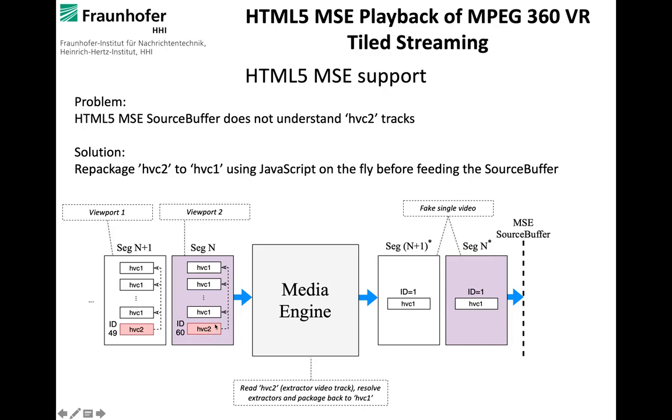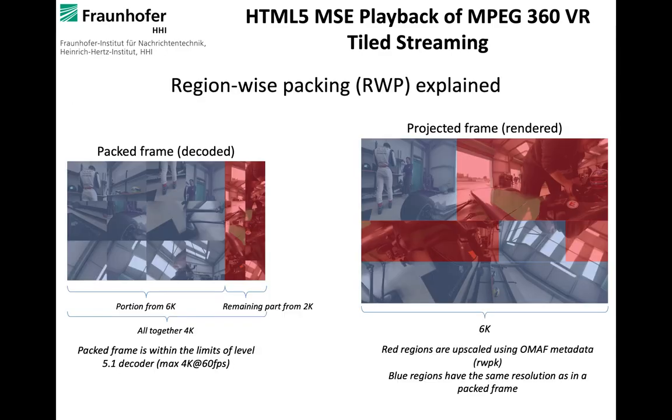Basically the problem is in these HEVC tracks. They contain extractors, which combine those different tiles together into a single bit stream. This is done in JavaScript now, and we will publish the source code so everybody can see how it's done. The repackaged segments can then be fed to the MSE source buffer, and the browser can finally decode the video at the end.